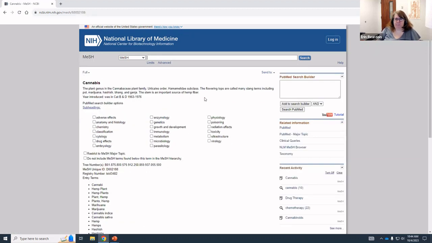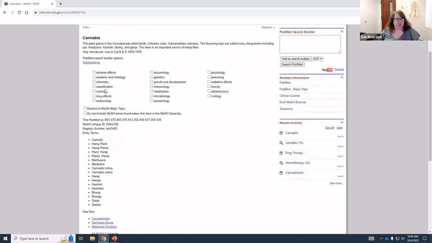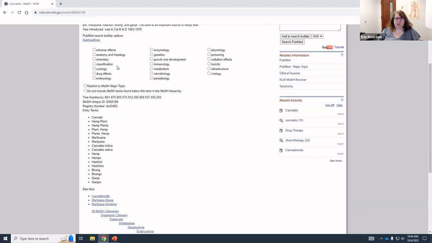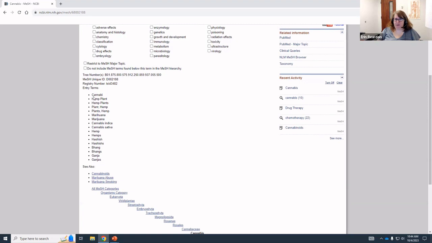We've got a description of the mesh term here. The flowering tops are called many slang terms, including pot, marijuana, hashish, bhang, ganja. Interesting to know. Sometimes we might want to think about, should I use some of these keywords as well? So if we scroll down a little bit, we can see these entry terms. So this is what you could type into PubMed to find this mesh term, but this can also be a good place to find more keywords that we would want to use.